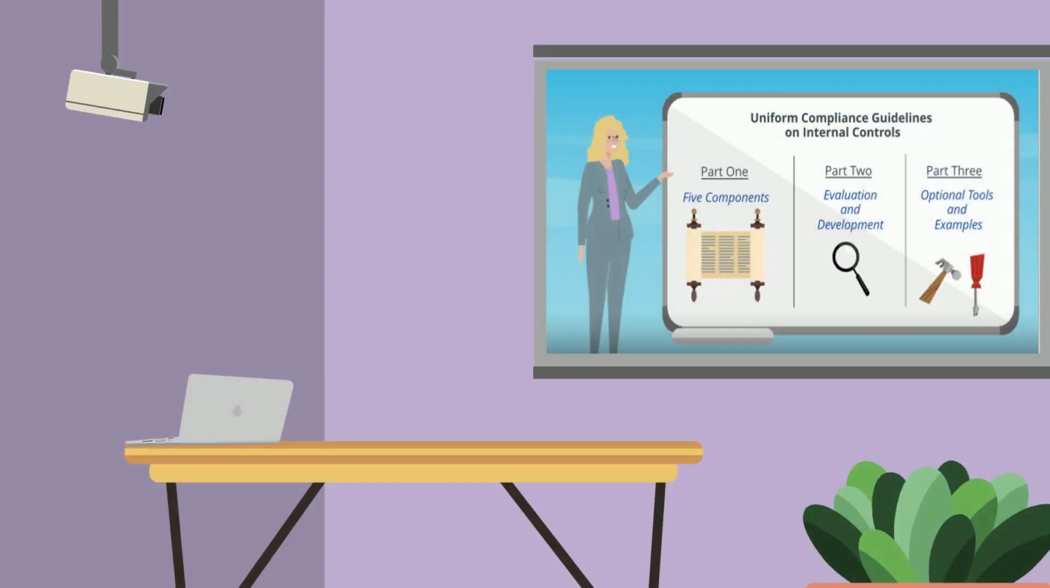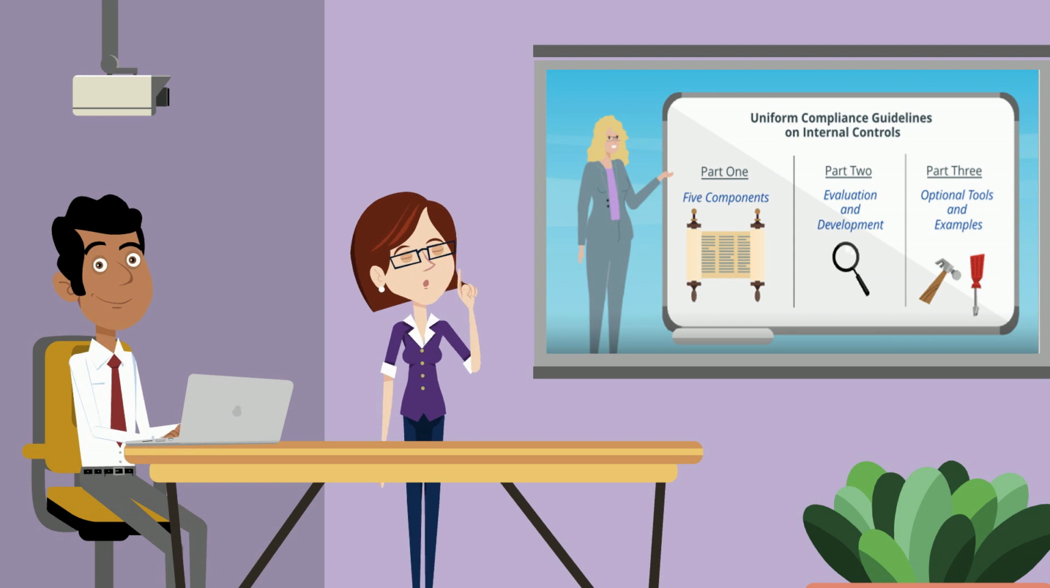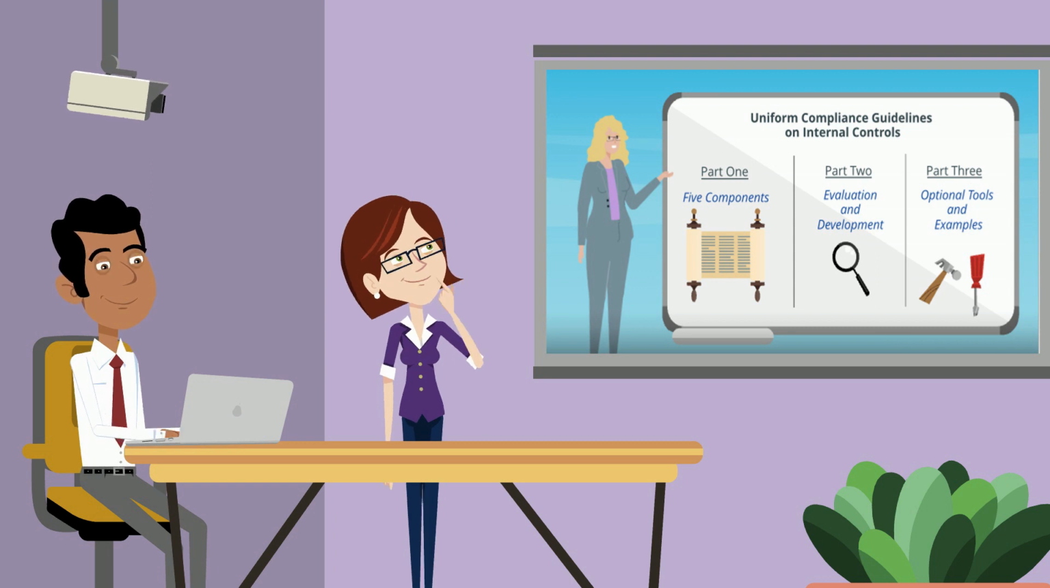The guidelines are in 3 parts. Part 1 covers the 5 components of internal control. Parts 2 and 3 work together for the evaluation and development of internal controls with optional tools and examples. You can see a video on Part 1 on our website on the State Agencies page.